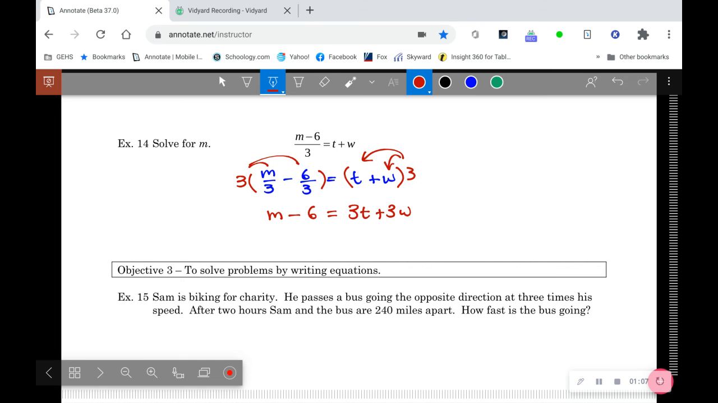Okay, we're trying to solve for m, and we've cleared the fractions. Now I need to gather everything with m on one side and all the terms that don't have m on the other side. Well, this is just about done. That 6 goes over, and that'll do it for us.